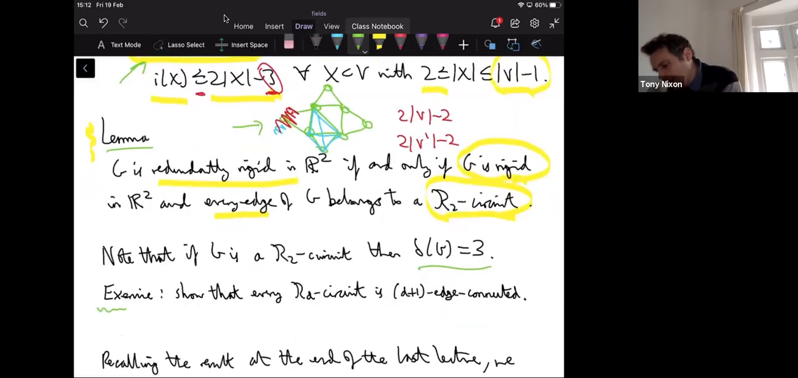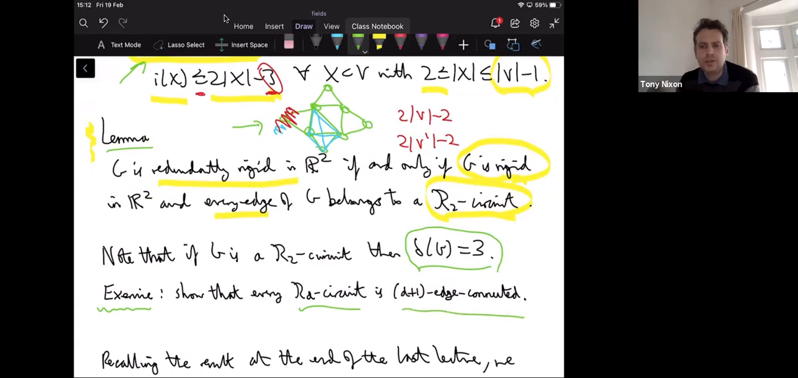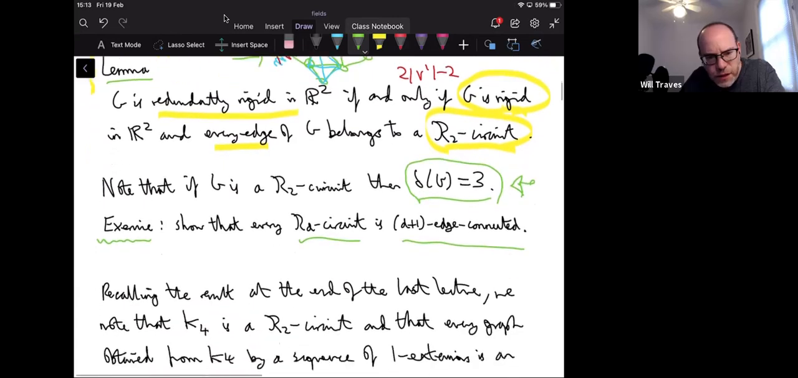As an aside, I've put in an exercise which tells you that this minimum degree, at least as a bound, not as a precise answer, applies in any dimension. You can look it up if you find the right reference if it becomes tricky, but an exercise would be to show that every circuit in the d-dimensional rigidity matroid is d plus 1 edge connected. And if you're d plus 1 edge connected, then the minimum degree is certainly at least d plus 1. So this fact actually generalizes a bit. It's not true that it's equal to d plus 1 all the time, but it's at least d plus 1 all the time. Okay. Is it clear that it's 3?